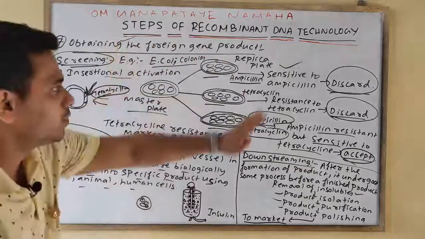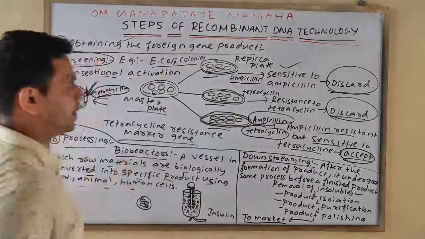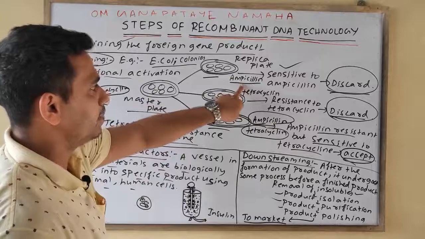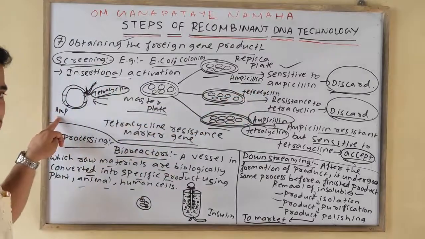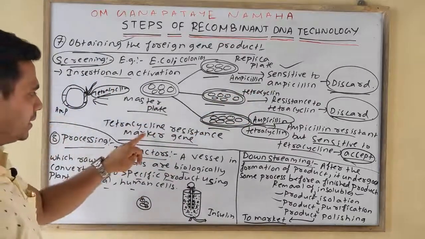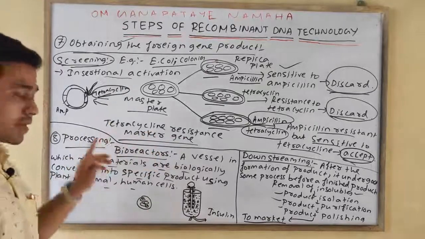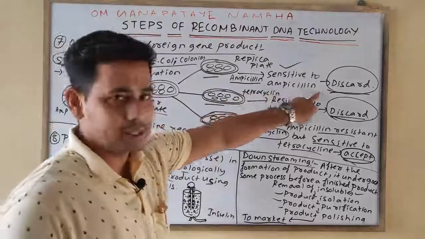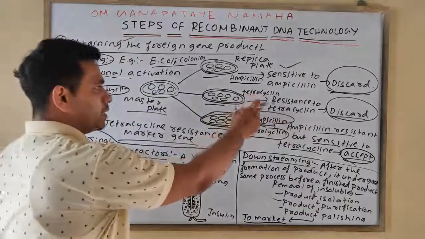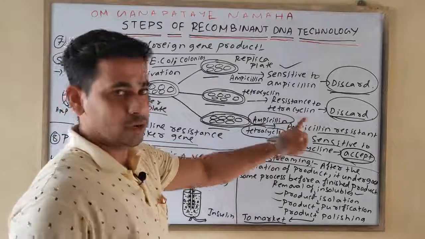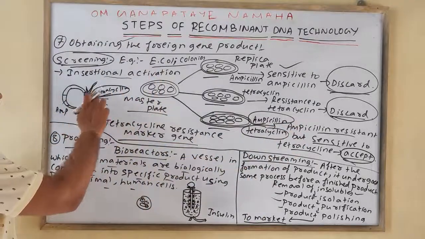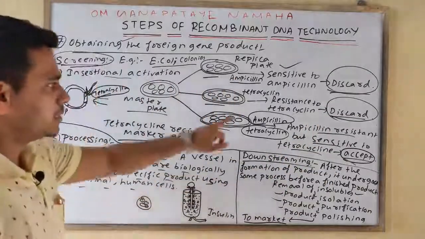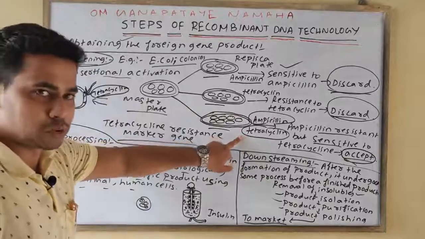As we said, we will do the replica plate. When ampicillin is used, it should show resistance, as the ampicillin resistance marker gene is present. But here sensitivity to ampicillin is seen, so it is discarded. Next, tetracycline is used, and it shows resistance to tetracycline. No, as the recombinant DNA is present, it should show sensitivity to tetracycline, so it is also discarded. Next, ampicillin and tetracycline are both used.